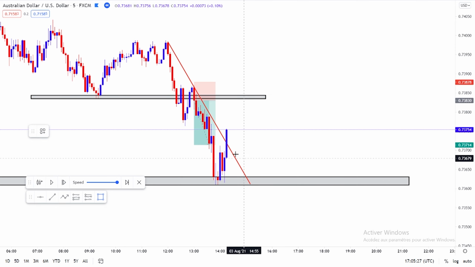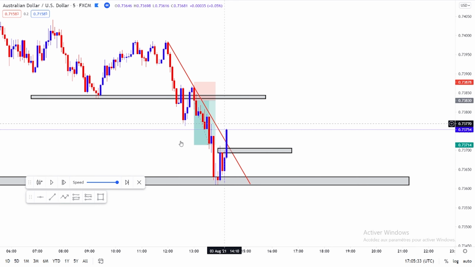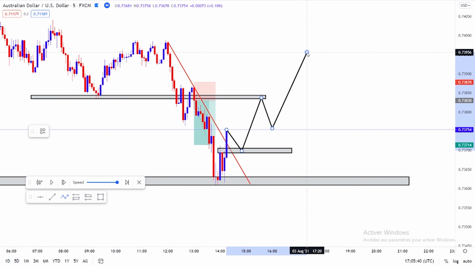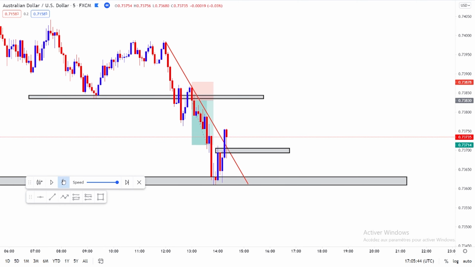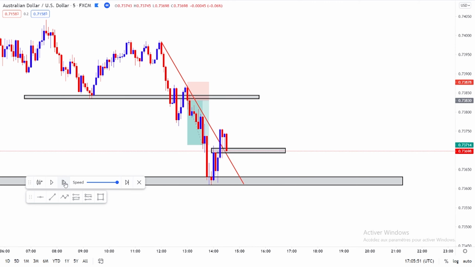So I will draw a small resistance here. This is a small resistance of this lower high. We actually broke it. So if we pull back to it and we have a confirmation, then the market will definitely start going up and climbing the mountain as an uptrend does. So let's run these candles slowly and see if our predicted setup is happening. We actually have the pullback, but this is not a strong confirmation. Let's run the candles again.